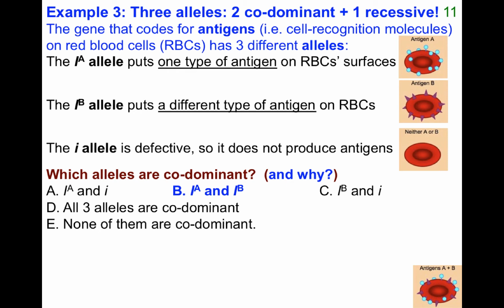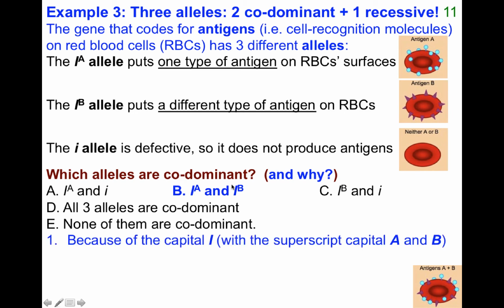For our last clicker question, we were looking at this gene that has 3 different alleles for putting antigens on red blood cells, and I asked you which of these 3 alleles, which I've described here, are the codominant ones, and the correct answer was I with the big A and I with the big B.